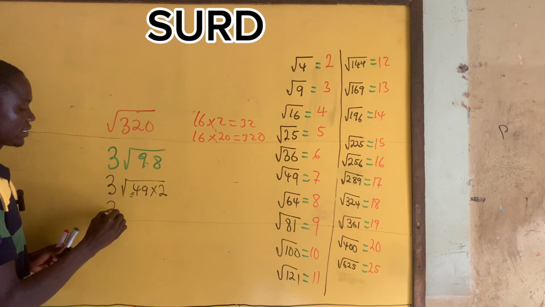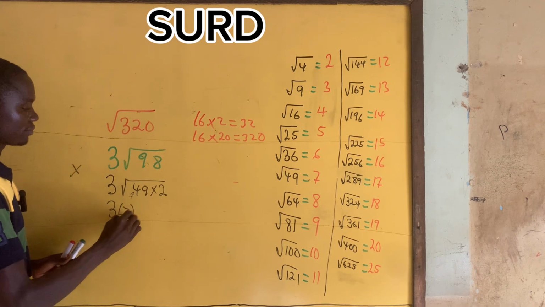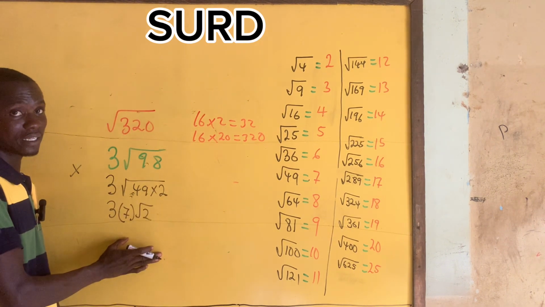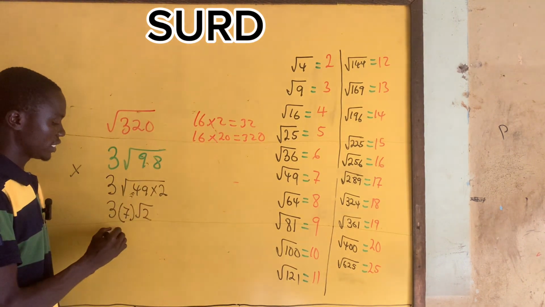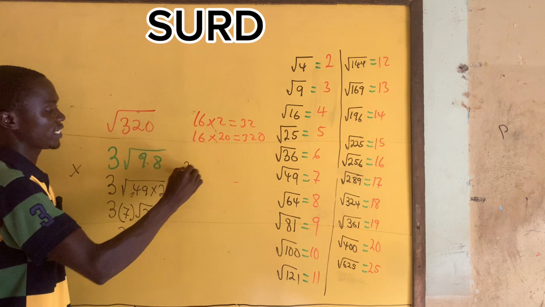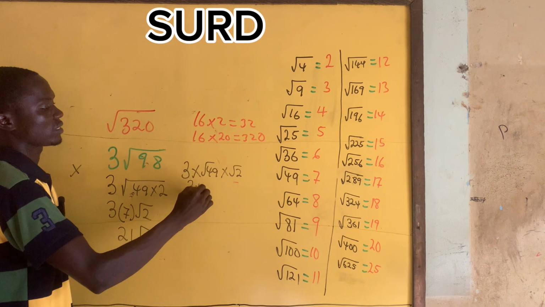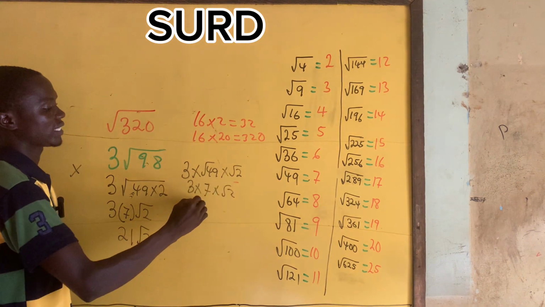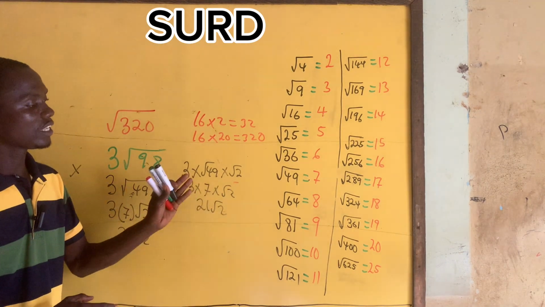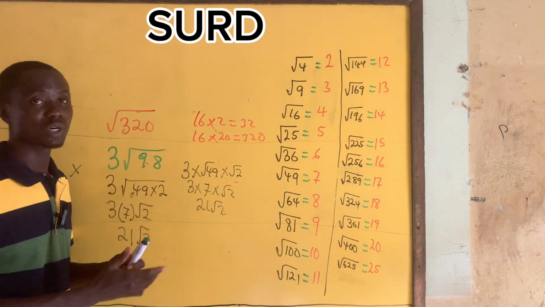Then this gives 3. Root 49 is 7. Then root 2 will still remain here. If you want to use this procedure, you go. So this gives 21 root 2. Or it is 3 times root 49 times root 2. This is 3 times 7 times root 2, and that gives 21 root 2. So please commit these into memory and at least learn 2 or 3 multiples of them.